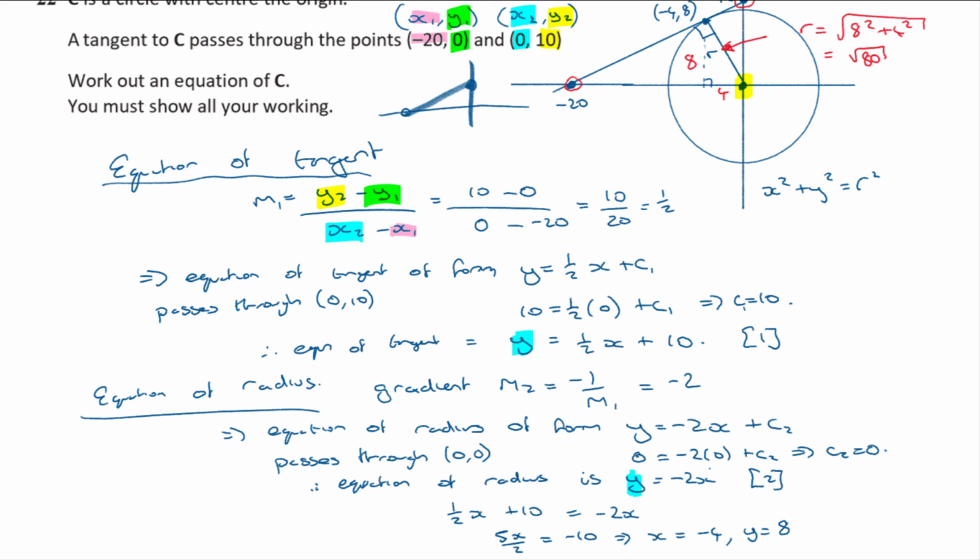Okay, so if r is root 80, then I've got it, haven't I? Because then x squared plus y squared equals r squared. The square of r is the square of root 80, which is 80. And so therefore, the equation of the circle, x squared plus y squared, is going to be root 80 squared, which is just 80. Okay, so that's my solution.